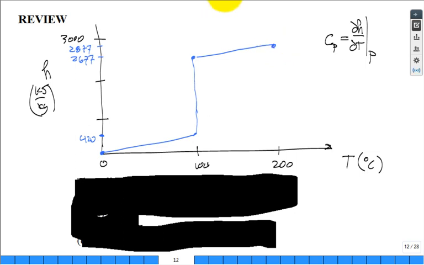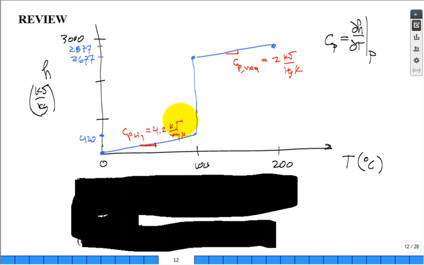What did we say the slope is? The change in enthalpy with respect to temperature? The slope of this line is the C sub P of the vapor. It's about 2. 2 what? Kilojoules per kilogram Kelvin. What is the slope of this line? Yeah, C sub P of the liquid, which is about 4.2 kilojoules per kilogram Kelvin.